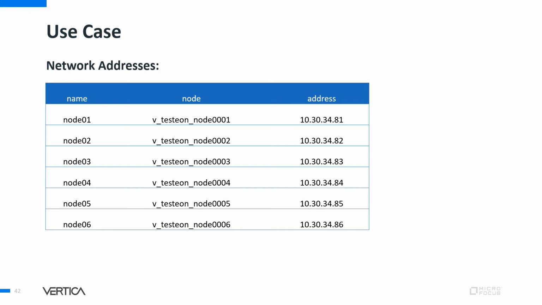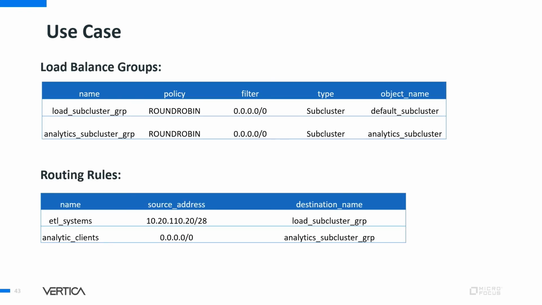So first, in this scenario, I have a total of 6 nodes in the database. So I have created a network address for each node in the database. There are 6 nodes, so I have created 6 network addresses. Next, I have created a load balance group for each subcluster. I am planning to use the default subcluster for ETL jobs and redirect all other jobs to the analytic subcluster. So in this scenario, I created a load subcluster group for the default subcluster and an analytic subcluster group for the analytic subcluster.